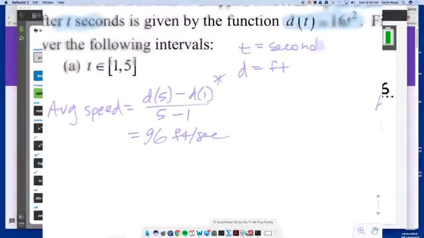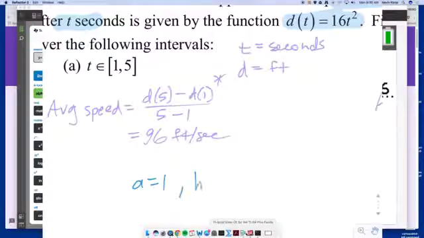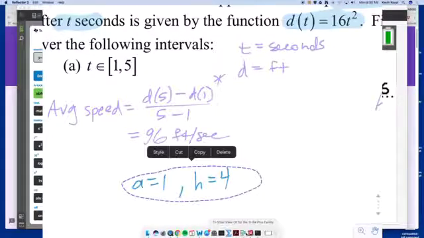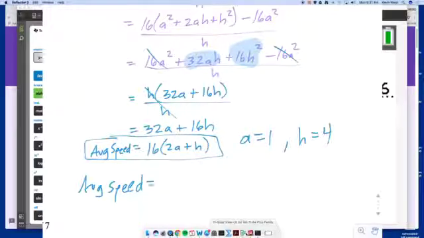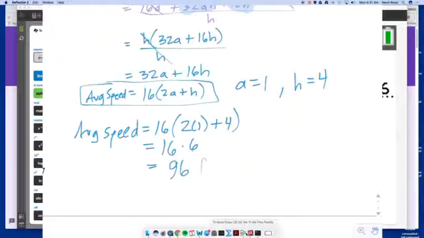Let's verify this. On example A, we went from t equals 1 to 5. So the a value was 1, and the h was what? If we started at 1, h is the distance between your starting and ending time. How many seconds did we let elapse between 1 and 5? 4, right? 5 is 4 units away from 1. So if I use those values for the variables right here, I should get the same number. Now the average speed, if I plug them in, is 16 times (2 times 1 plus 4), which gives us 16 times 6, which does come out to be 96 feet per second.